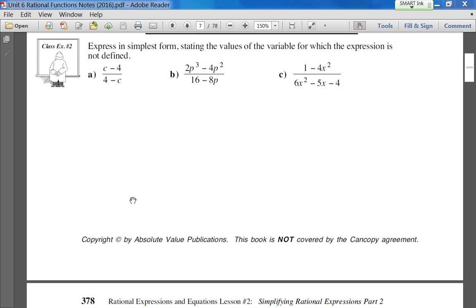Okay, let's go to class example 2. Class example 2, I'm just going to give it away because that's the kind of guy I am. What does that say? Negative trick. N-E-G, negative trick.